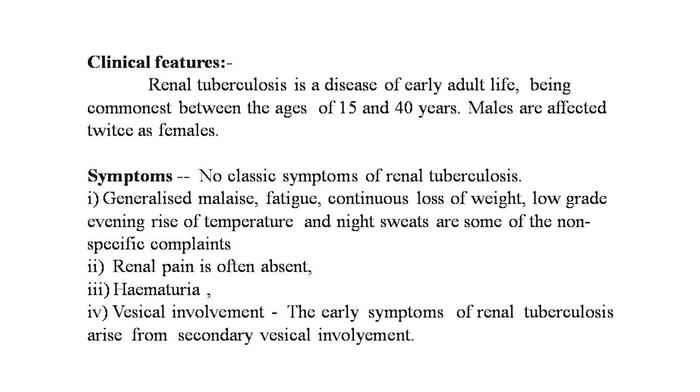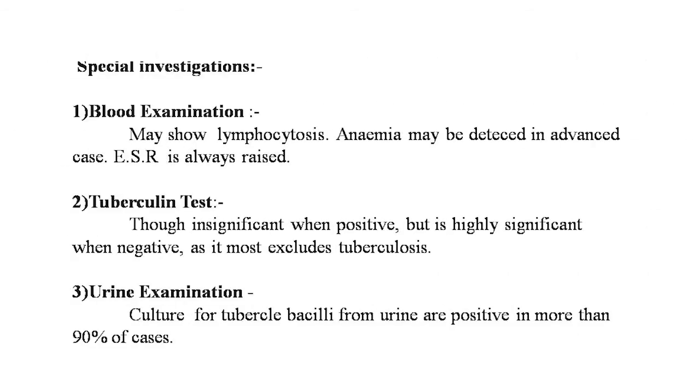Now the investigations in tuberculosis of the kidney and ureter. Blood examination may show lymphocytosis. Anemia may be detected in advanced cases. ESR is always raised. The tuberculin test, though insignificant when positive, is highly significant when negative, as it almost excludes tuberculosis. Third is the urine examination.